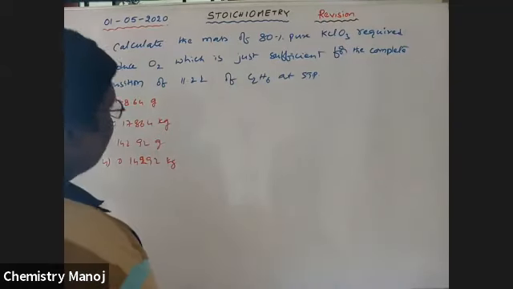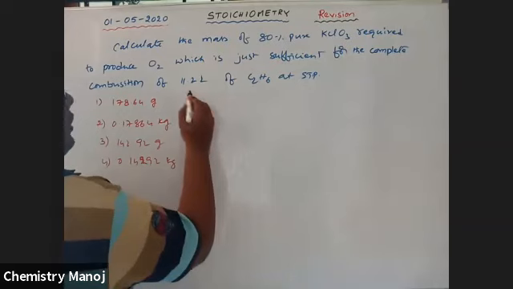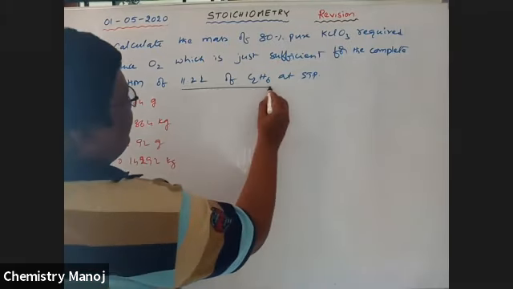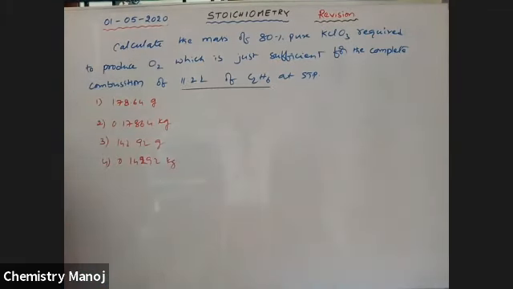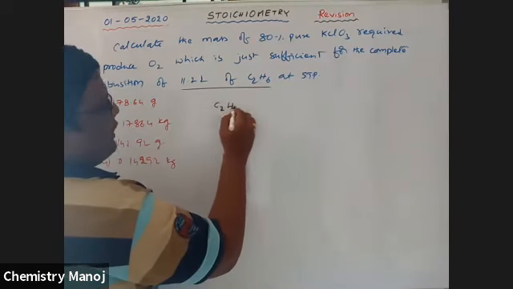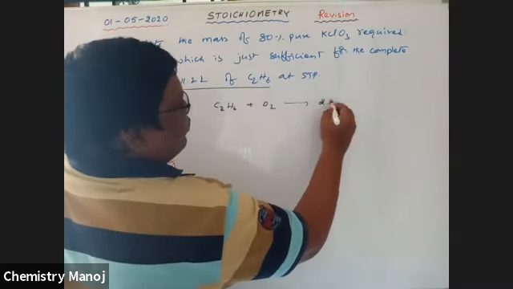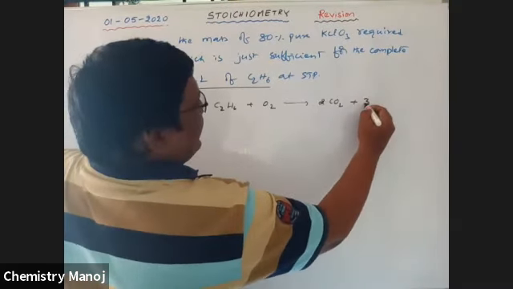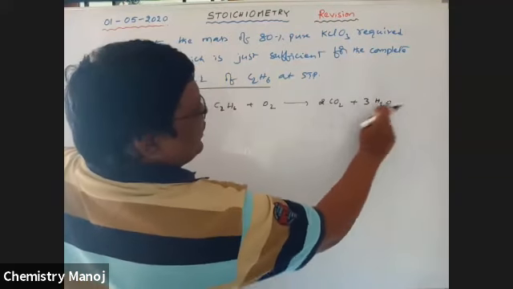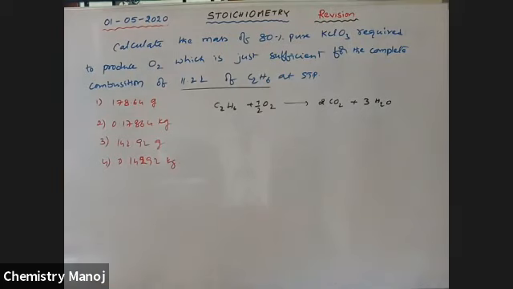So once again, I'm going to solve. First of all, calculate how much oxygen is needed for this much ethane. That is the equation: C2H6 plus O2 gives 2CO2 plus 3H2O. So 4 plus 3, 7. 7 by 2 O2.